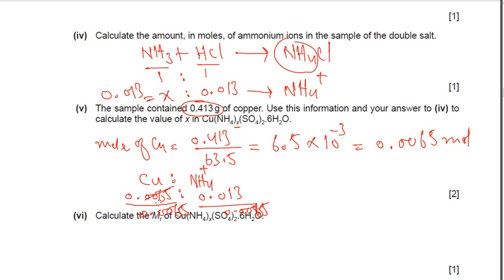When we divide 0.0065 by 0.0065, it will perfectly cancel out, giving us the value 1, whereas when we divide 0.013 by 0.0065, the answer we got is perfectly 2. This gives us that in this formula, when we have one copper, the ammonium ions will be 2. You can clearly see we have only one copper, so the ammonium ion will be 2, meaning the value of x is 2. So x is equal to 2.